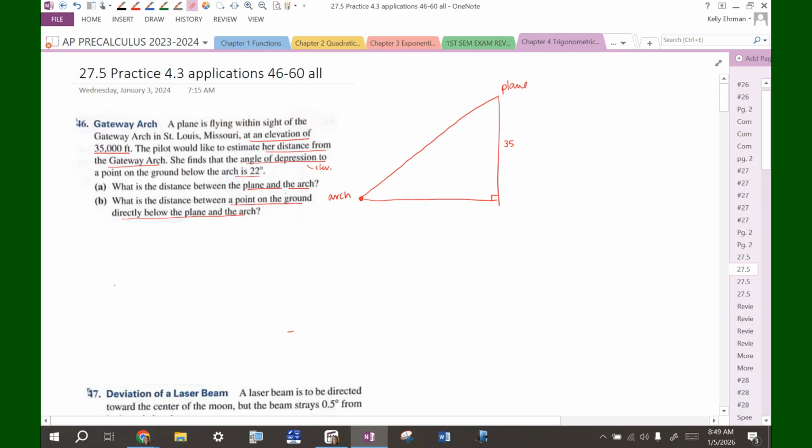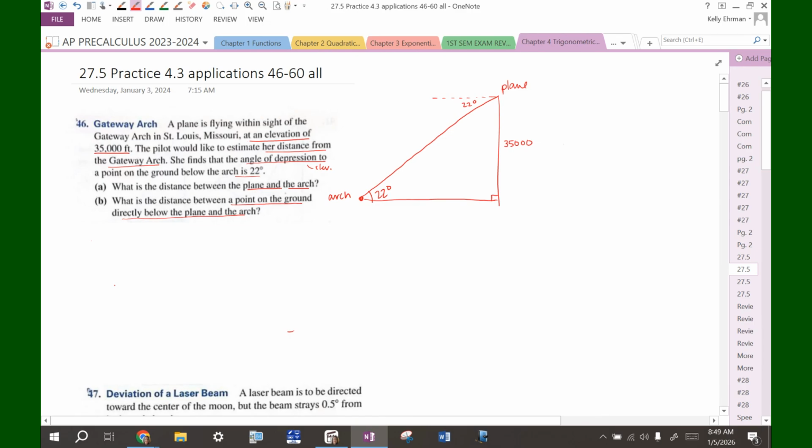Remember, in Desmos, you can't type commas, so maybe I'll try not writing commas either. 35,000 feet. The pilot would like to estimate her distance from the Gateway Arch. She finds that the angle of depression to a point on the ground is 22 degrees. Remember, the angle of depression is not right here. It's never against the vertical leg. It's actually out here. This is 22 degrees. But we always want to put it in our triangle. So that's why I said depression, really read that as elevation. If you're looking from the plane to the arch, you'd be looking at the same angle from the arch to the plane. So this is 22 degrees here.